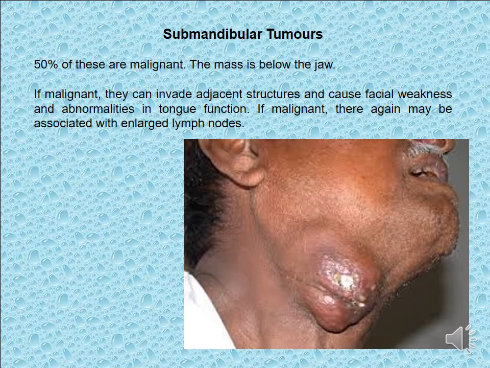The second gland is the submandibular gland tumor. 50% of these are malignant. This mass is below the jaw. If malignant, they can invade adjacent structures and cause facial weakness and abnormalities in tongue function. If malignant, there again may be associated large lymph nodes near the submandibular gland.